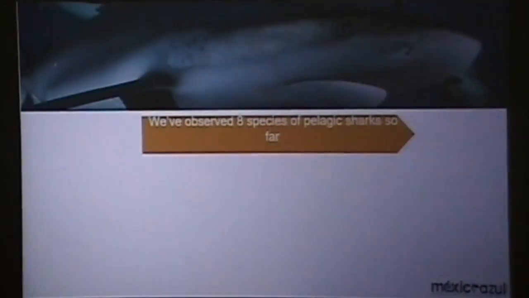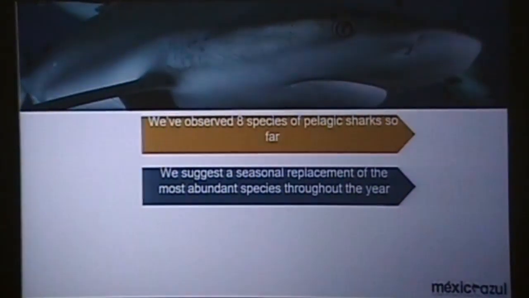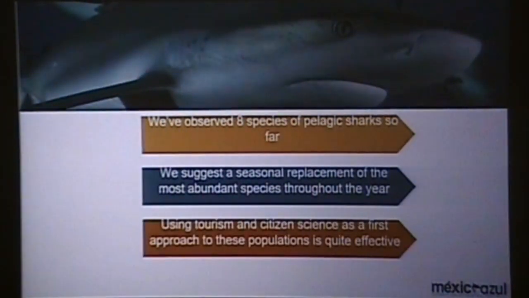So for conclusions, preliminary, because this is an ongoing project, we've observed 8 species of pelagic sharks so far, with the mako shark, silky, and smooth hammerhead being the most abundant. We suggest a seasonal replacement of the most abundant species throughout the year, since the mako shark occupies the bay during the winter, the smooth hammerhead during the transitional season, and the silky shark during the warm season. And we provide data that supports the use of tourism and citizen science in the approach and monitoring of these populations. We also demonstrate that the use of non-invasive approaches like citizen science and tourism is a good way to study basic biology of sharks, or even more complex biology like movements and migrations.